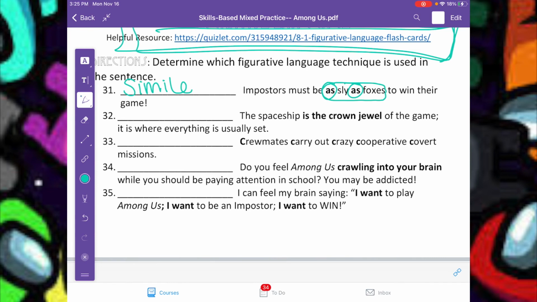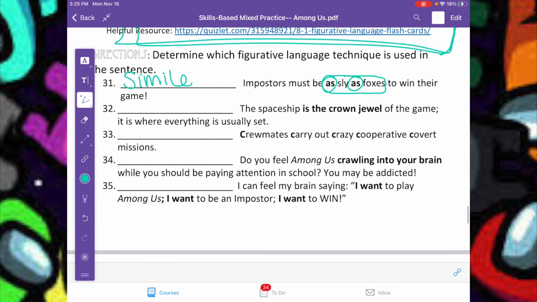Again, please try this on your own first and then come back and check your work against the answer video. The spaceship is the crown jewel of the game. It is where everything is usually set. Comparison with two things using is. That is a metaphor.